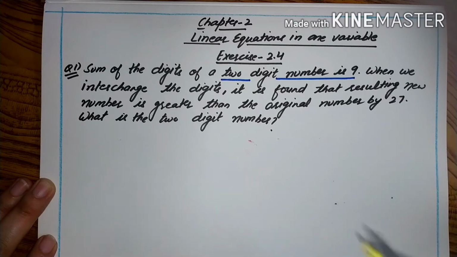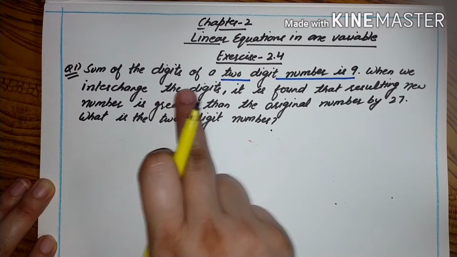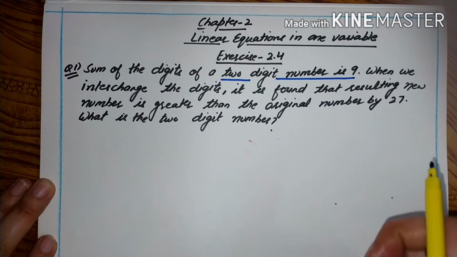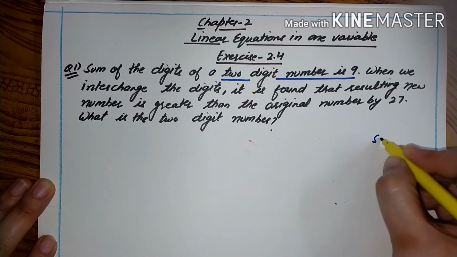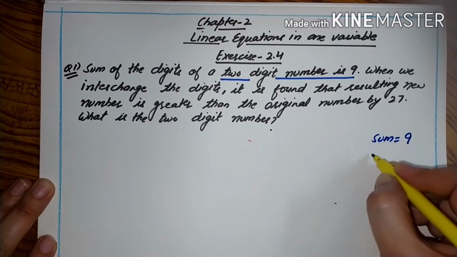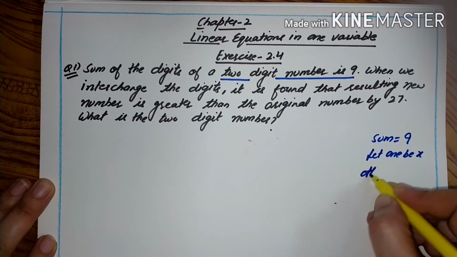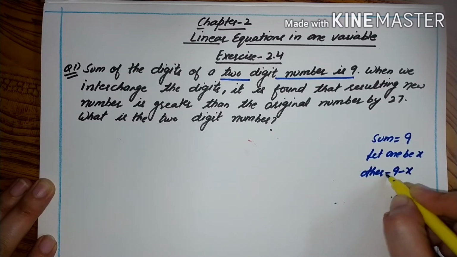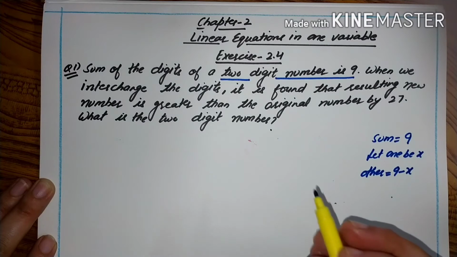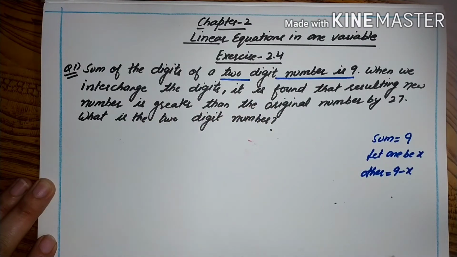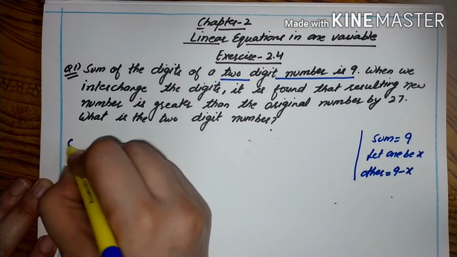Firstly, we will take one of the digits to be x. If we take one of the digits to be x, what is given to us? That the sum of digits is 9. So, ultimately the other would be 9 minus x. We have been given the sum 9. Let one be x. So, the other will ultimately be 9 minus x. After that he says, when we interchange the digits, firstly we will find the original number from this.